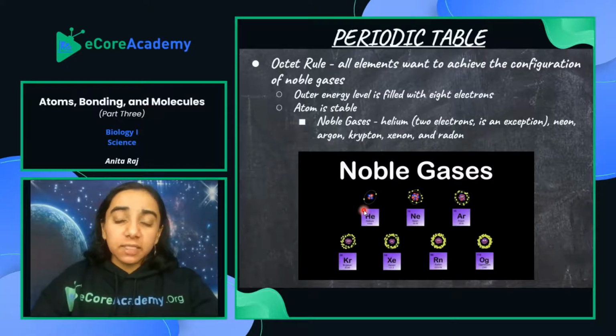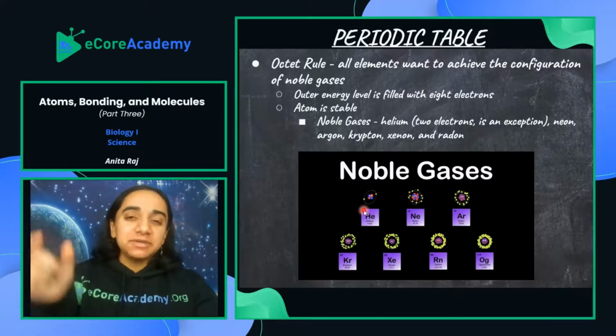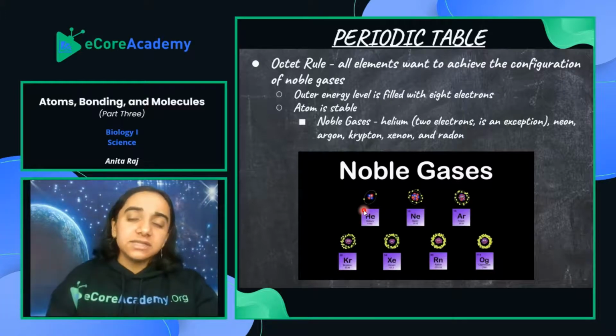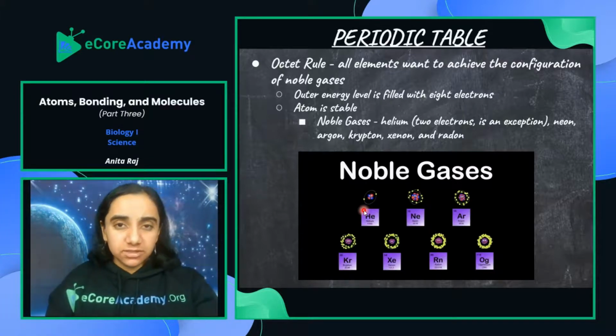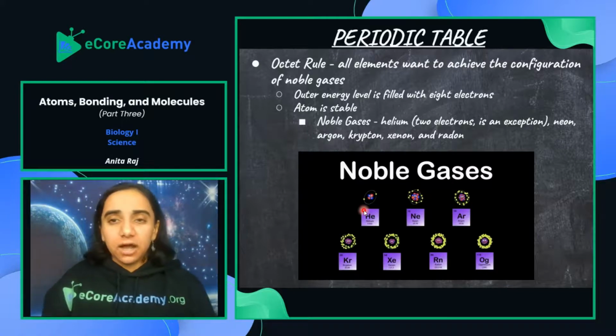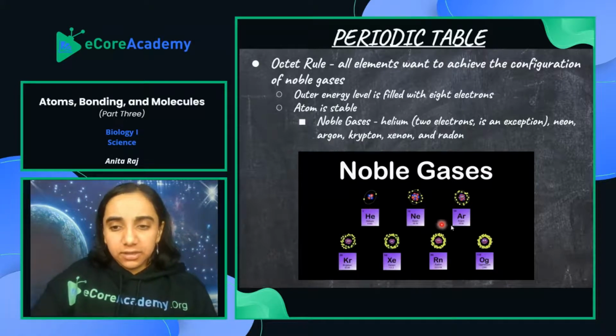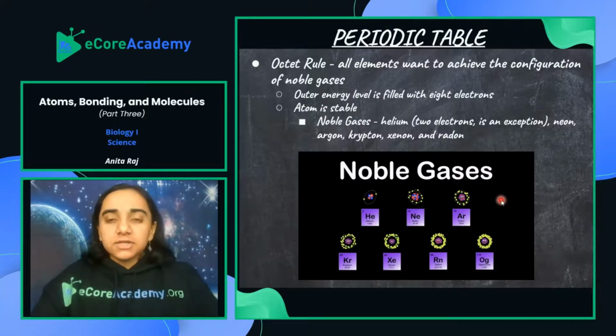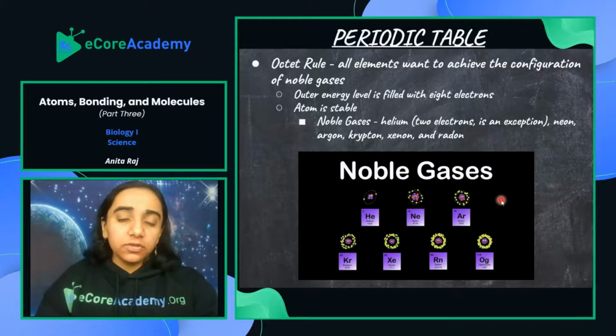So the noble gases are going to be that last column that you see on the table. That last group that you see on the table, group 18. They include helium, neon, argon, krypton, xenon, radon, and so forth. So that last group you see are the noble gases.